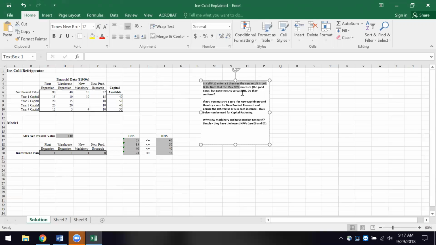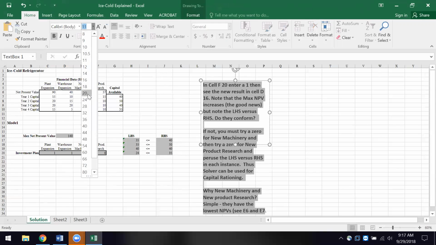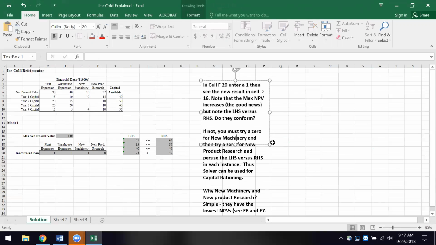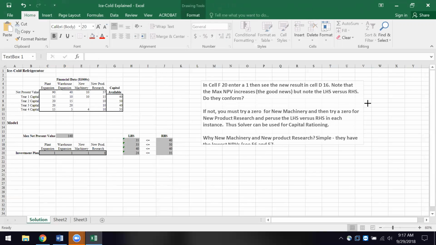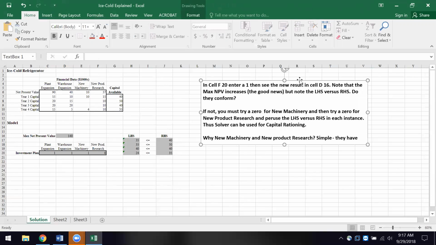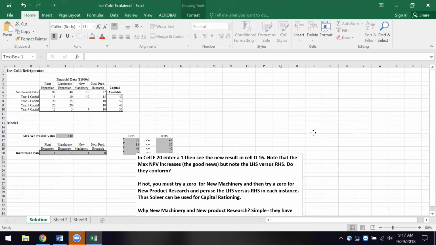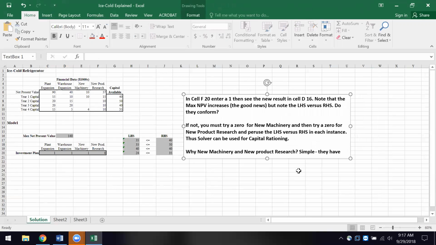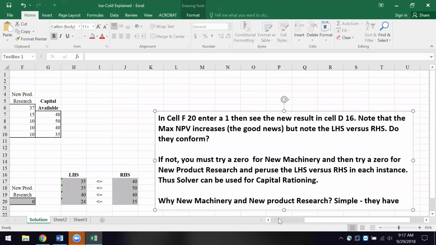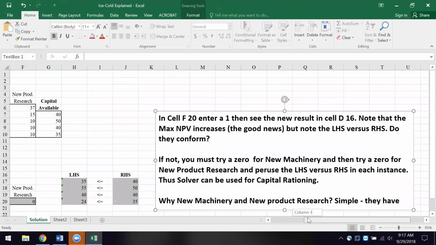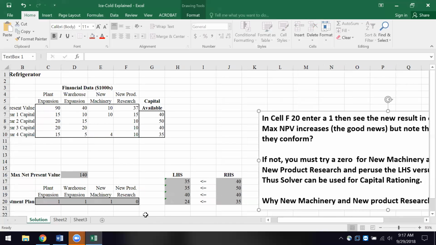And let's just do this. Make this a little bit larger. Okay, and then I'm just going to take this, scoot it out here. If I want to, I can just move this right below, but I'm going to put it right over here. Now, what I had said was this. I'm going to scale back up just a hair. In cell F20, I'm going to insert a 1 and see what happens with the maximum NPV.